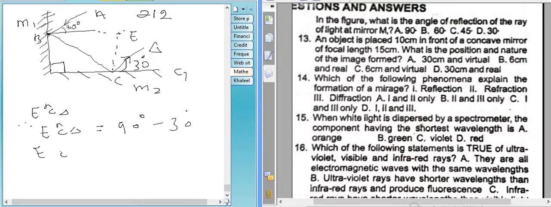So ECD is equal to 60 degrees, which is option B. That is the correct option. Whenever you have such kind of question, you just apply your knowledge of geometry. That's all.